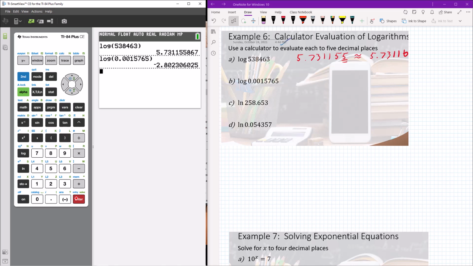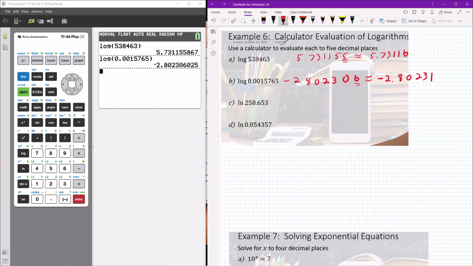All right, and that will give us negative 2.80230. All right, and then our 6th decimal place is a 6. And that tells me we need to round up, and that will give us negative 2.80231. Okay, the next two are natural logs.